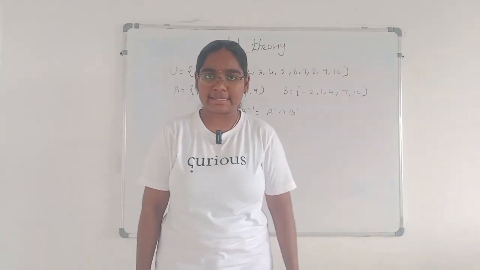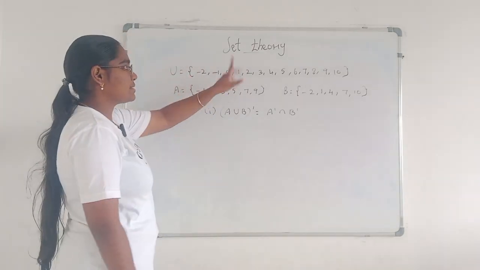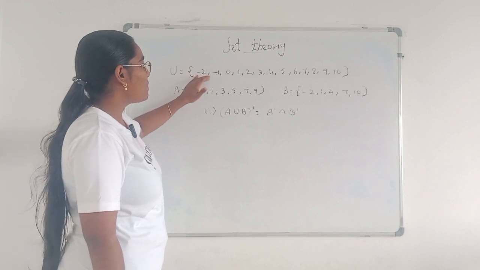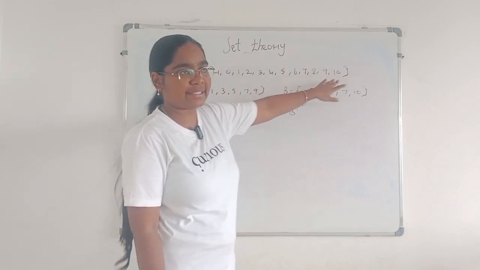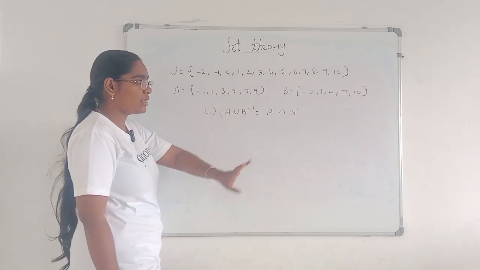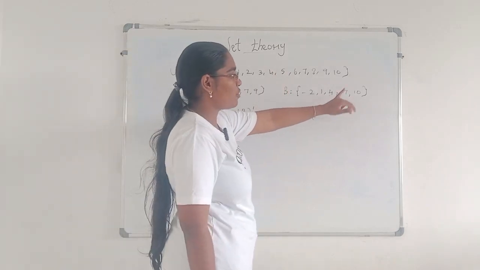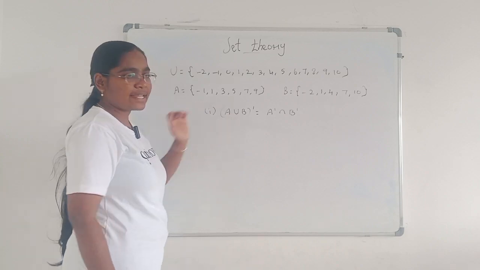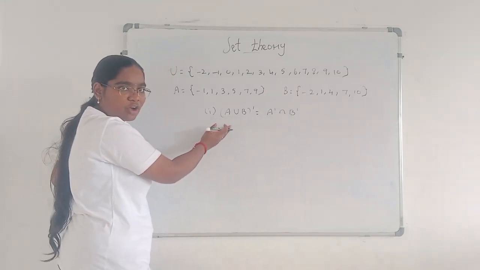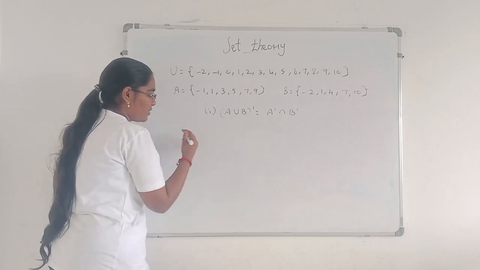Now consider this example. Universal set is given, A and B are given. In the universal set we have elements from -2, -1, 0 to 10. In A: -1, 1, 3, 5, 7, 9. And in B: -2, 1, 4, 7, 10. Now, first take this left hand side. We are going to prove the first law of complementation.